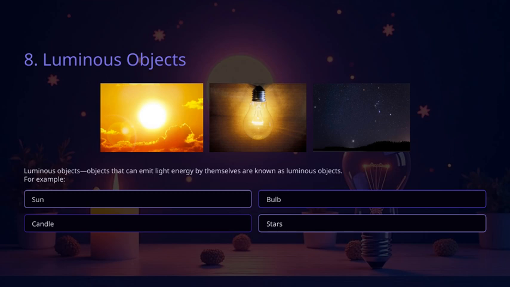Light bulbs also fall into this category since they produce light through electrical energy, either by heating a filament or using other technologies. Stars are luminous objects too. They shine because of nuclear fusion happening in their cores. Understanding luminous objects helps us see how light is generated naturally and artificially. This concept ties into our overall theme of understanding how we perceive the world around us, especially through light. Remember, these objects can produce their own light, which makes them distinct from non-luminous objects that only reflect light.